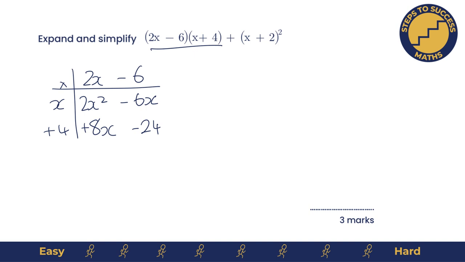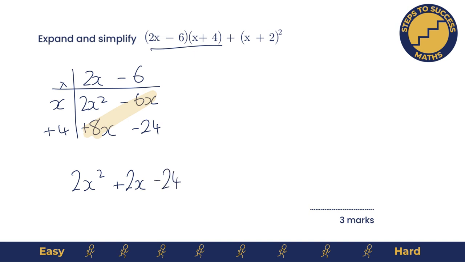Let's tidy that one up. 2x squared, then we've got 8x subtract 6x. So that's 2x. And then we've got negative 24.